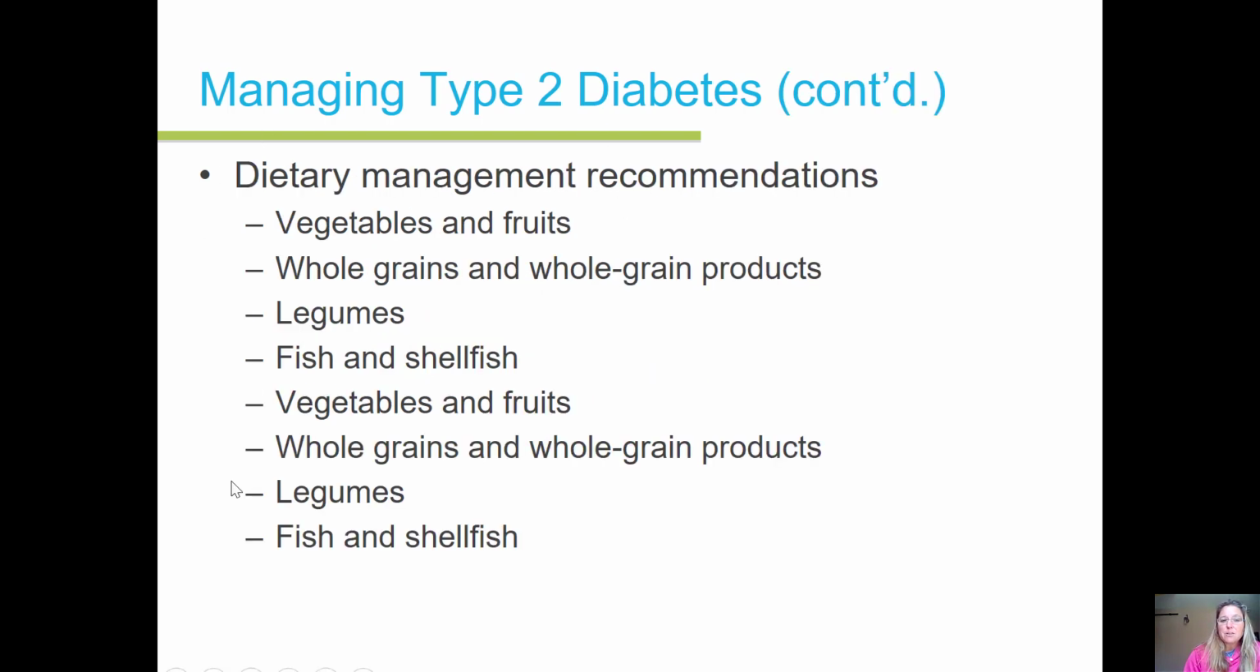As far as dietary management, obviously a heart-healthy diet is so important. Having 5 to 9 servings a day of fruits and vegetables, and choosing whole grain and high fiber types of carbohydrates is key. In addition to that, a lot of beans, nuts and seeds are great too. And then fish and shellfish are important as well.